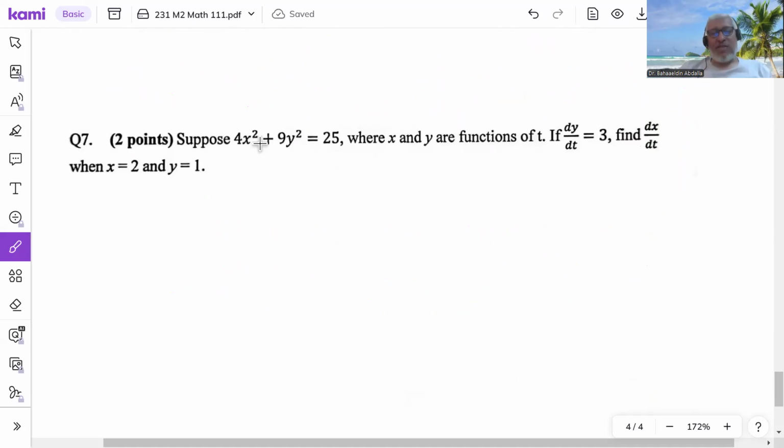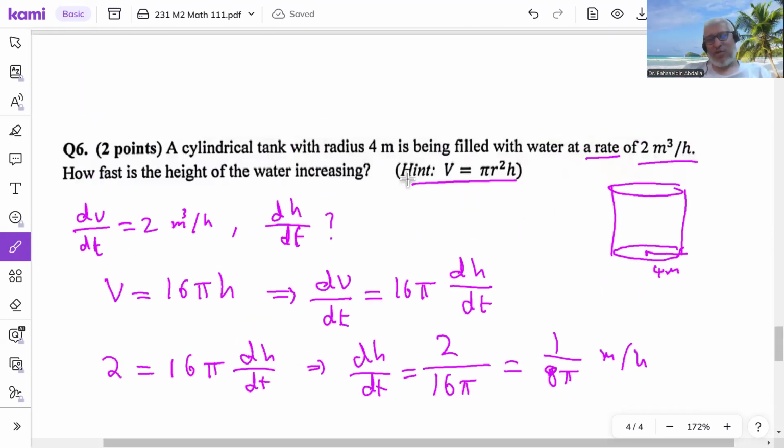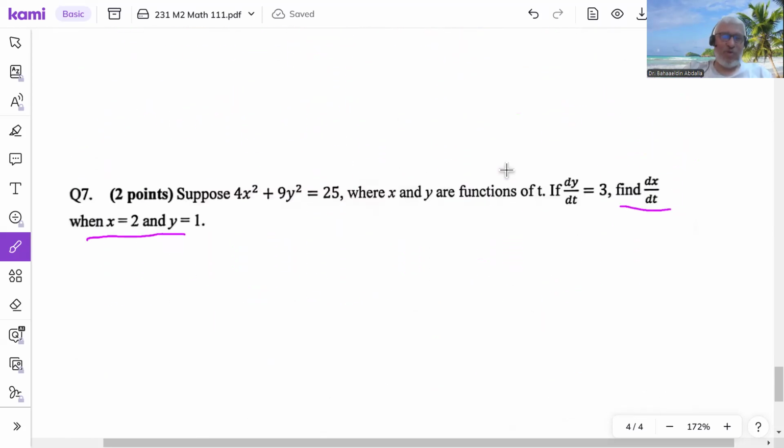Now the equation here is given, and x, y are functions of t, so they are changing with respect to t. dy by dt is given, and we need to find dx by dt. Find dx by dt when x is 2 and y is 1. So I need a relation between x and y because they are changing. Well, the relation is given in the question. Here also the relation was given, okay? He gave it to you.